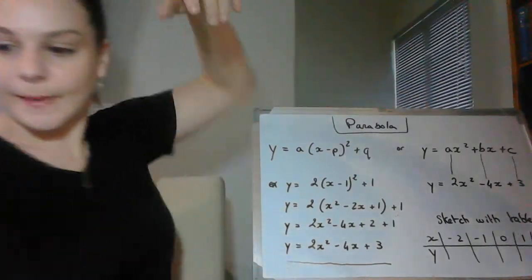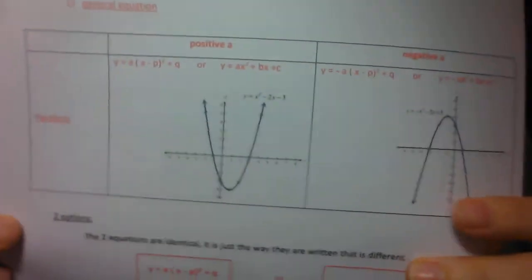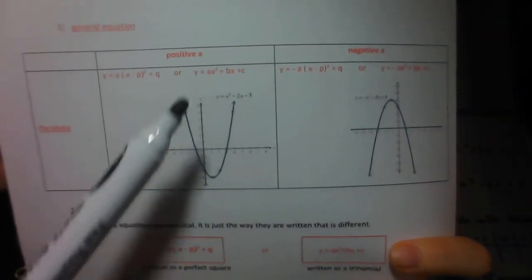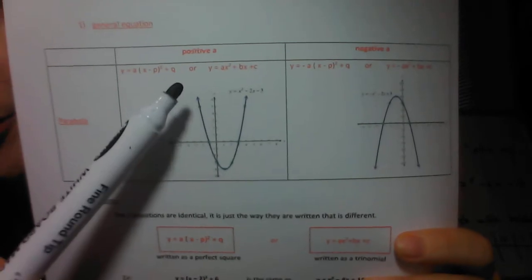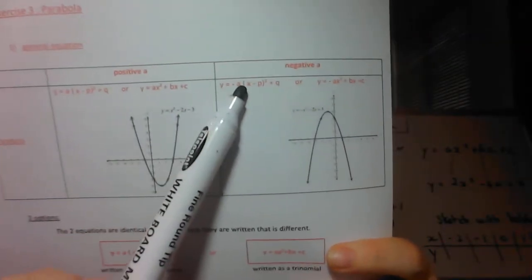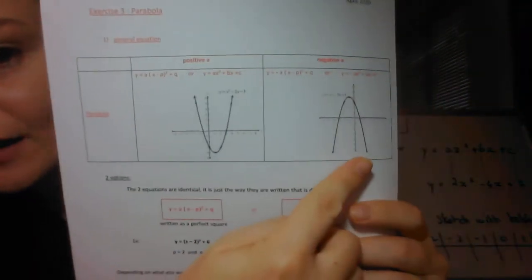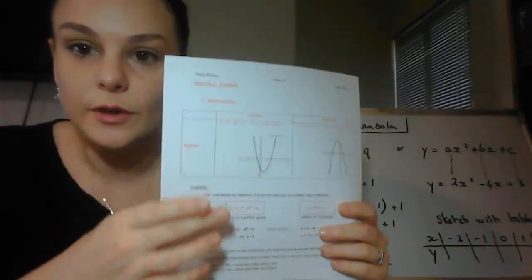So, this was the first part for the general equation. Here I wrote that a positive a makes a U facing up for the parabola, and if you have a negative a in front of your equation, your U is now facing down. So that's a positive parabola, that's a negative parabola. But the formula is the same, it's just the sign of the letter a.